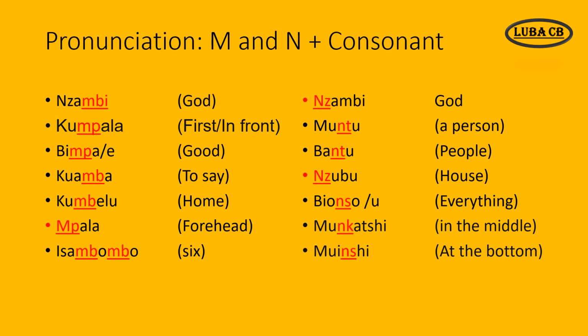Bionsu. Nsu. Munkachi. NK. Munkachi. Mwinshi. Nsh. Mwinshi. All right, so I'm going to pronounce all of them naturally, starting from the left to the right.